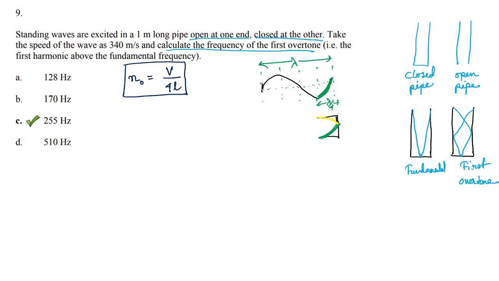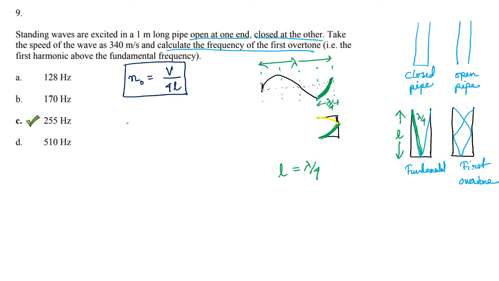Lambda by 4. So here if the length of the pipe is L, then L is equal to lambda by 4, right? This is lambda by 4 and that is equal to L. So L is equal to lambda by 4 and from there we can get frequency.